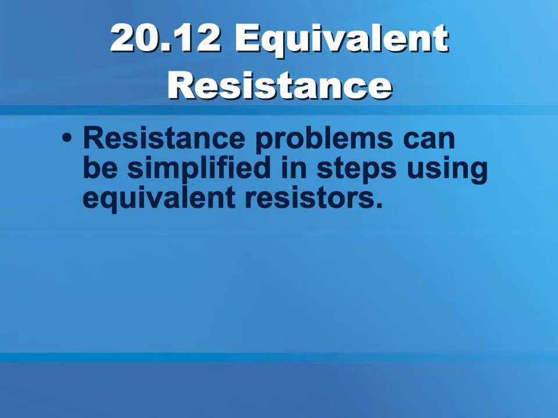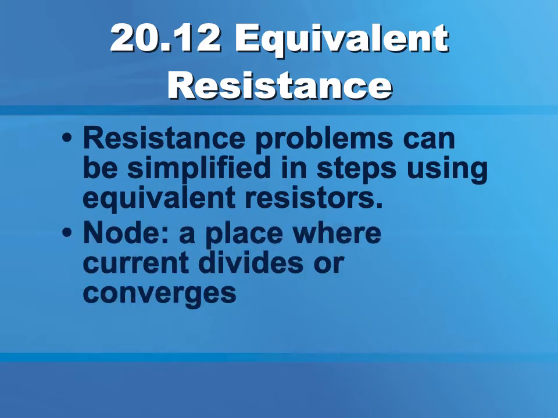Resistance problems can be simplified in steps by using equivalent resistors. And I'm going to give you an example of this. But in other words, if you have a complex system, you can take each section that is either series or parallel and simplify it by replacing it with a resistor that's the same as, equivalent to, the others. We had this definition: a node is a place where the current divides or converges.